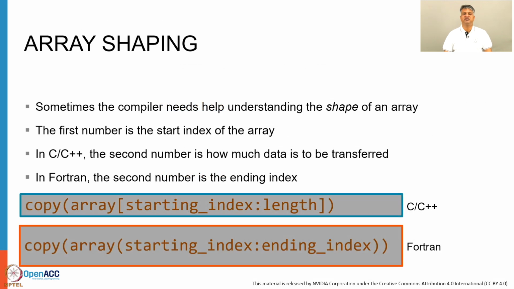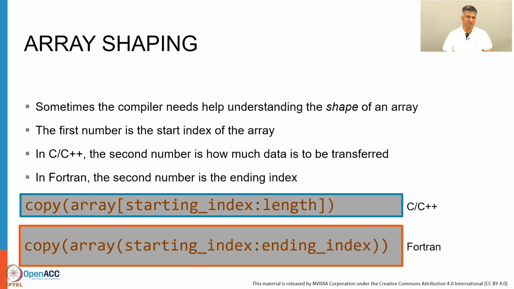Sometimes the compiler needs help understanding the shape of an array. So typically the first number is the start of the index of the array. There is a slight difference in how you use it in C, C++ and in Fortran. In C, C++, the second number is always the amount of data that needs to be transferred, or the number of items that need to be transferred. In Fortran, the second number is the ending index.